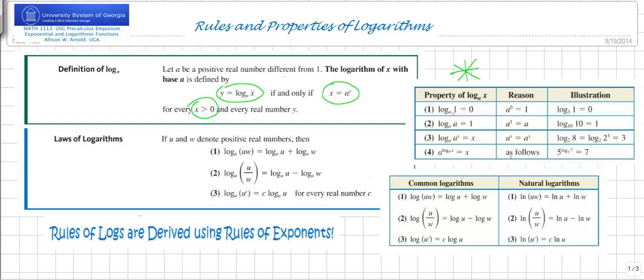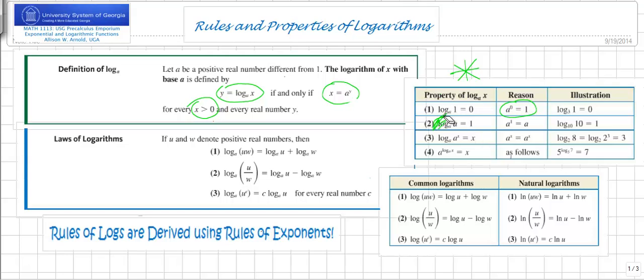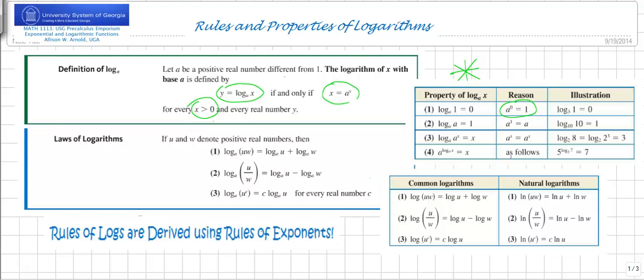For example, log base a of 1 is 0 because a to the 0 is 1. Log base a of a is 1 because a to the first is a. Log base a of a to the x is x because a to the x equals a to the x. And this last one is one of the properties of inverses that I gave you from the composite function definitions of inverses.